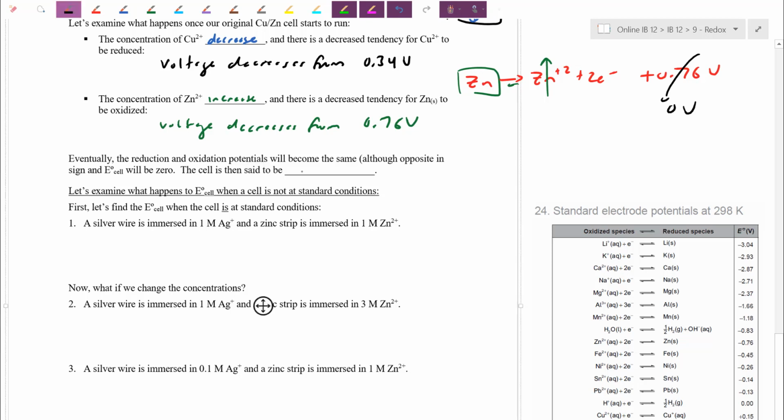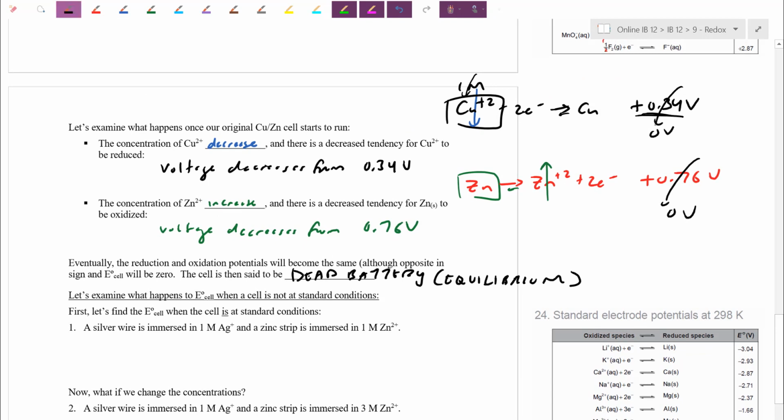This cell is said to be a dead battery. Back to our concept of equilibrium, we've hit a balance point where there's no more tendency for me to go forwards anymore. We're at 0 volts. In this case, because of the signs, both of them are positive, so both of them have to drop to 0. We could have a situation here, we're going to compare with silver and zinc. Maybe this one here was actually negative.